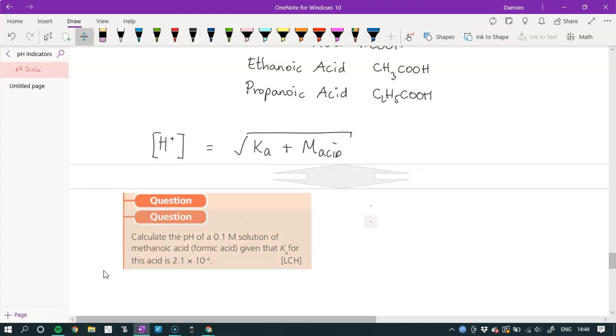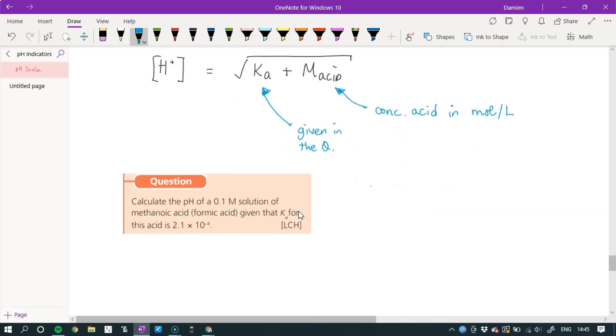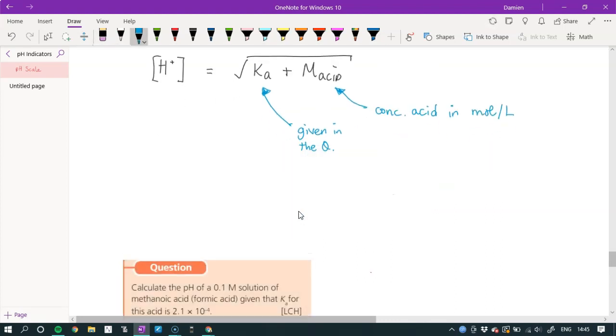So let's go through this and see what each one of the parts means. Well, we know what the hydrogen ion concentration is. Your Ka, which is here, will be given in the question for the most part. Sometimes it won't be given in the question, and we'll figure out how to do that. And then, of course, we have M acid, which is the concentration of the acid, or the molarity of the acid in moles per litre. And then H plus is your hydrogen ion concentration. So let's see how we're going to do this question.